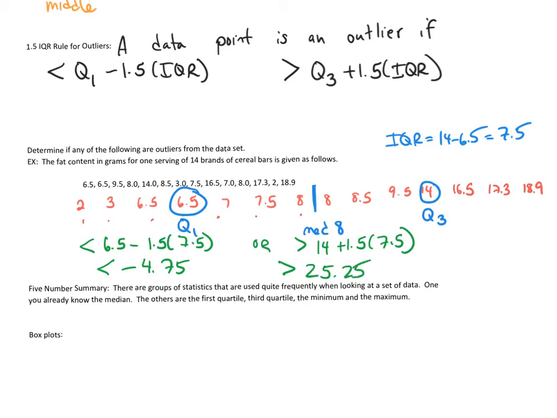So now I look at my data set and I think, all right, are any of the values less than negative 4.75? No, they're not. Are any of them greater than 25.25? No, they're not. So in this data set, I would say there are no outliers. So now we have kind of a more steadfast rule to go back to and actually plug in numbers and see if our values are too big and too small to be considered outliers.